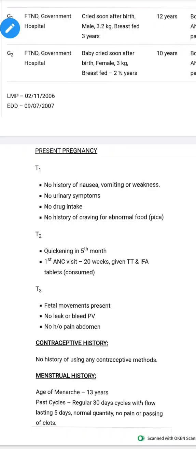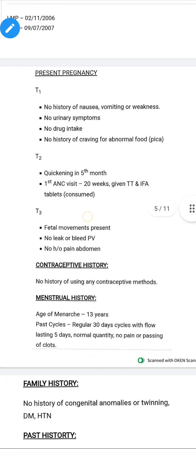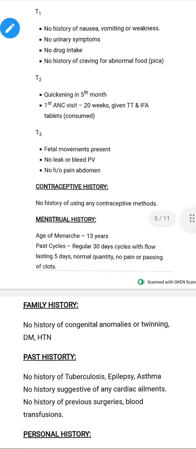In the third trimester, fetal movements present. She is perceiving that well. No leak or bleed PV. No history of pain abdomen. No history of using any contraceptive methods. Menstrual history: age of menarche is 13 years. Her previous cycles were regular, with no pain and no passage of clots. Or you can also describe how many pads she is changing per day.